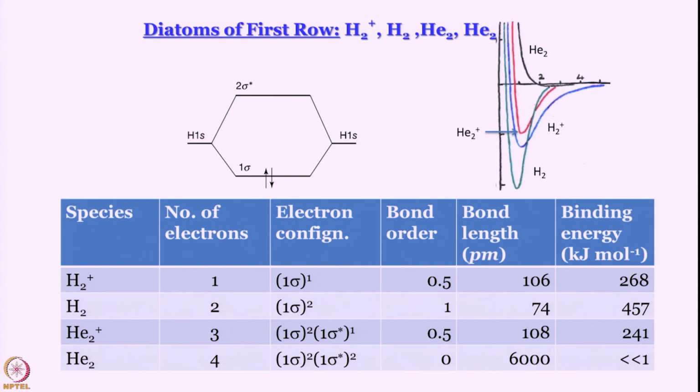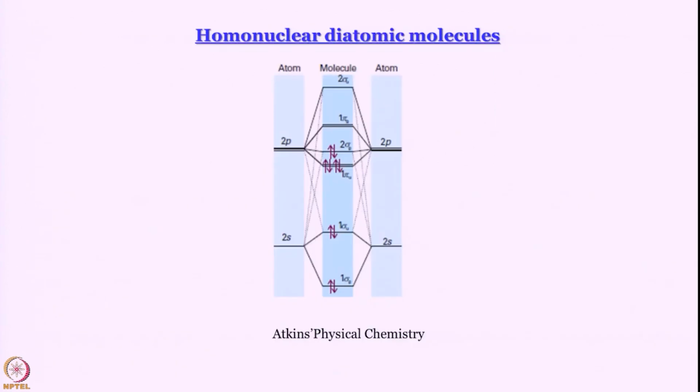So, this is what we learned for diatoms of first row. In the next lecture we will talk about homonuclear diatomic molecules once again, but of the second row. That will be a shortish lecture.